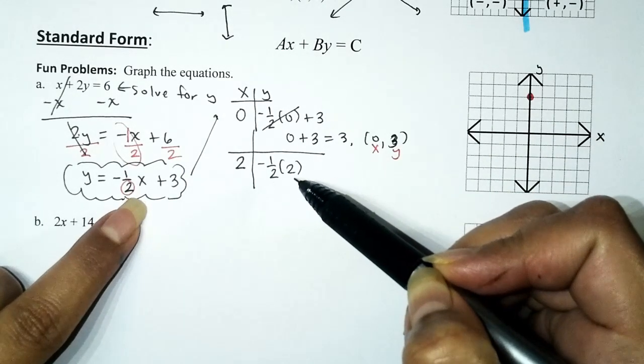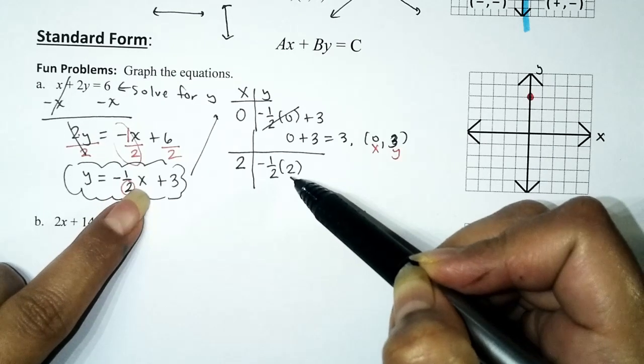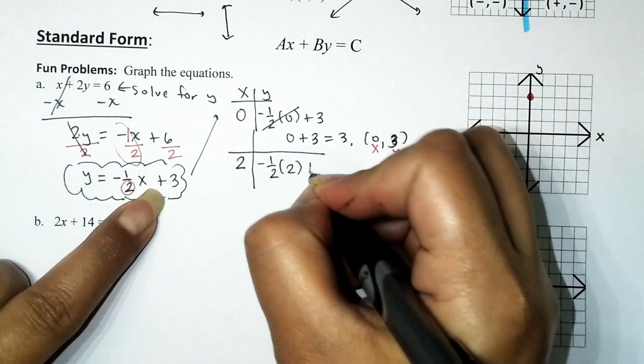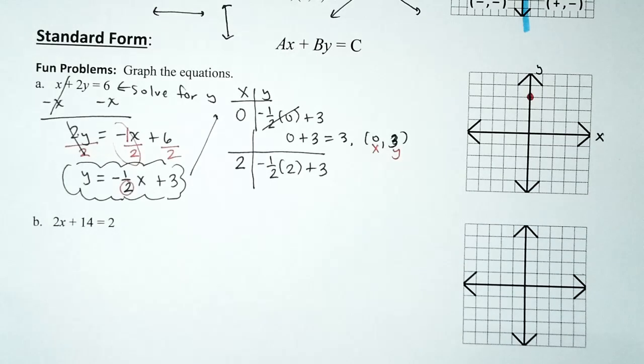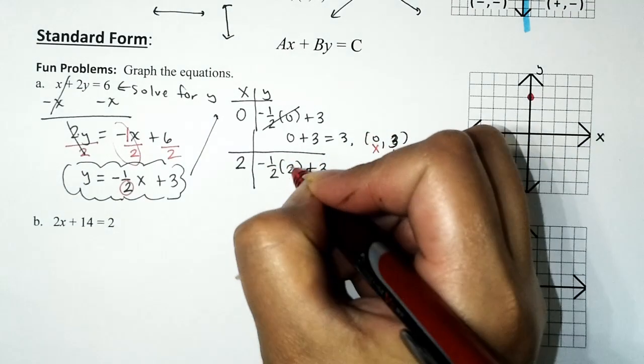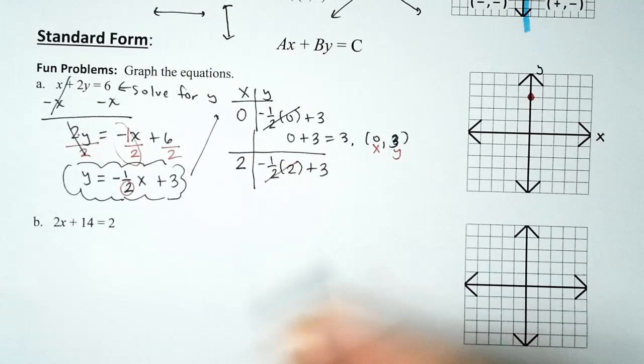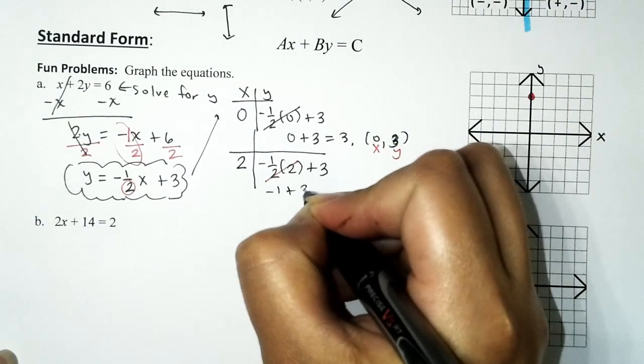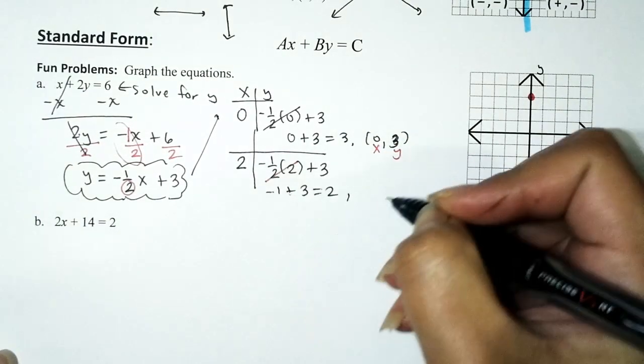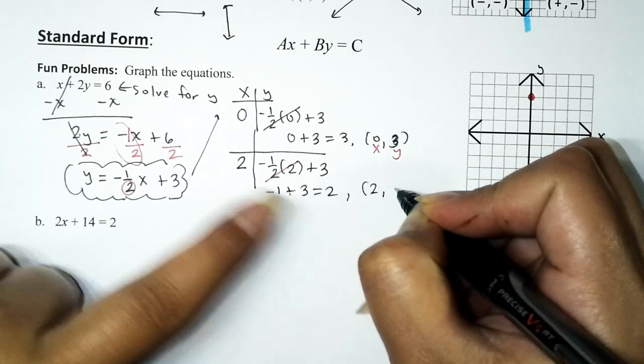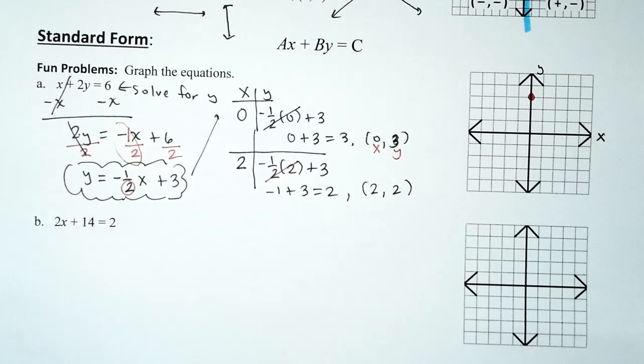So to find y, it's -1/2 times the x we chose plus 3. Okay, punch it in or freehand it, it's up to you. The quotient of 2 in itself is 1, so that will leave us with -1 plus 3, which is 2. So in this case, when x is 2, y is also 2. So let's go ahead and graph that.